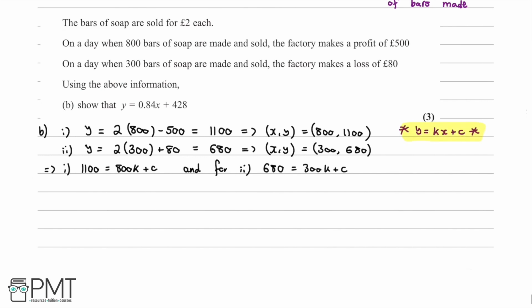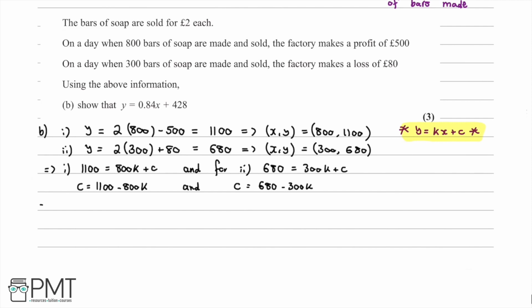So then we have substituted our values into this here, and what we now have is two equations both with k and c. So we can solve these simultaneously. So we rearrange to have that c is going to be equal to 1100 minus 800k, and for our second equation we have that c is going to be equal to 680 minus 300k.